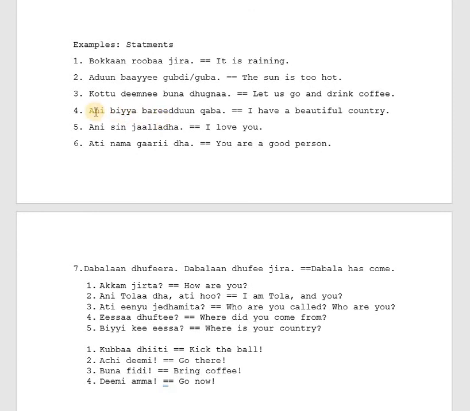So, I, country, beautiful, have. It doesn't go like that. It has its own arrangements, completely different from English. Ani sin jaalladha. I love you. So in three words like this, we don't even see the same structure.